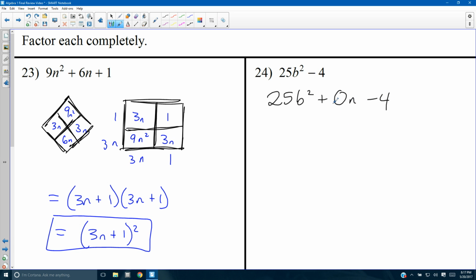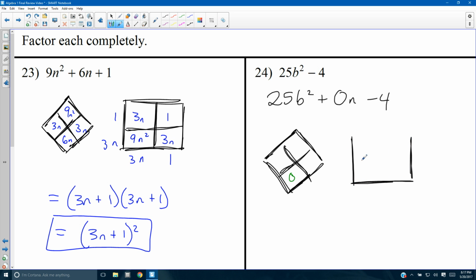If this helps you recognize how it is that you work a problem like this with diamond and rectangle, by all means, use that. Because when you try and say what two numbers multiply to this and add to this, the thing they add to is 0. So when you're doing the diamond, note that this number, 0 or 0b, goes right there, which is a nice key thing to factoring a problem like this. Now when I go to my rectangle here, this is where things get a little different. We got 25b squared. I think I said 0n. I should have said 0b. 25b squared here, negative 4 here.